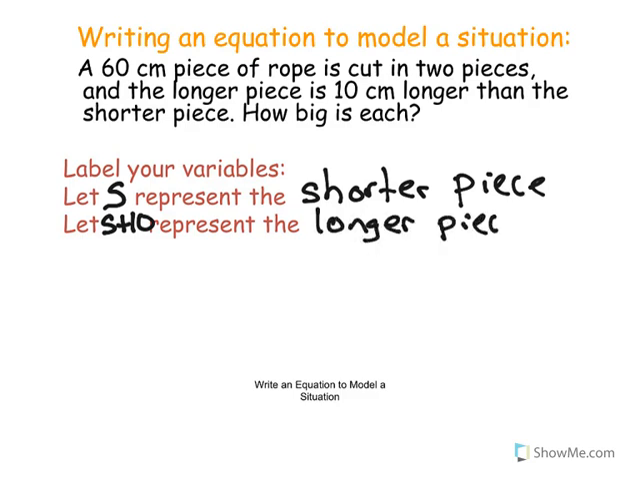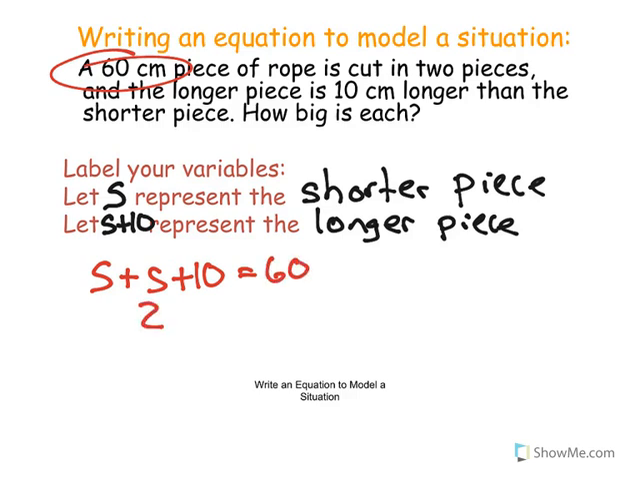Now, could you say you want x to represent the longer and x minus 10 to represent the shorter? Absolutely. It's not really going to make any difference. In general, we prefer to use addition versus subtraction if given the choice, but that'll work out just fine. And it says the rope in total is 60 centimeters. So when we add the shorter piece plus the longer piece, we should get 60 centimeters.